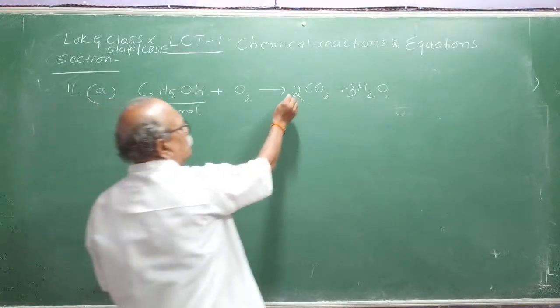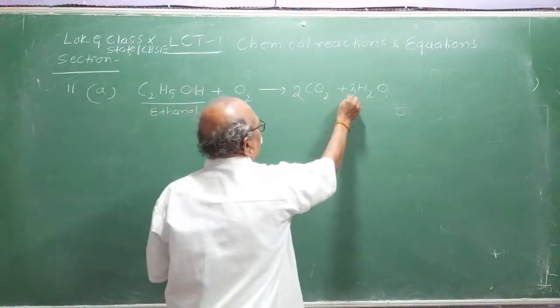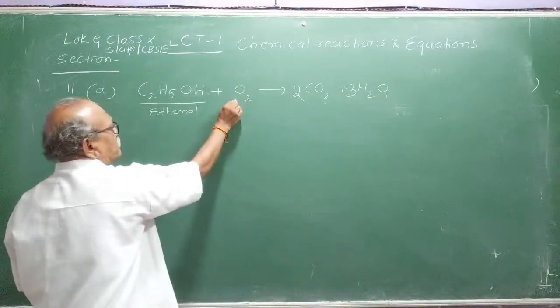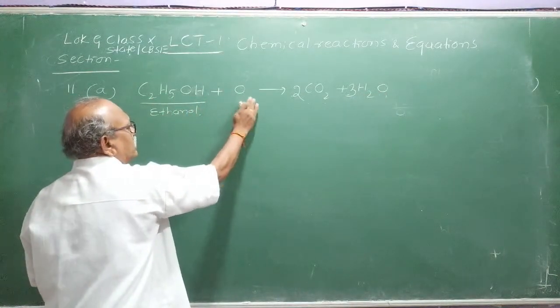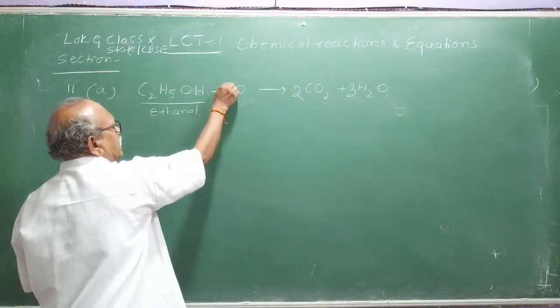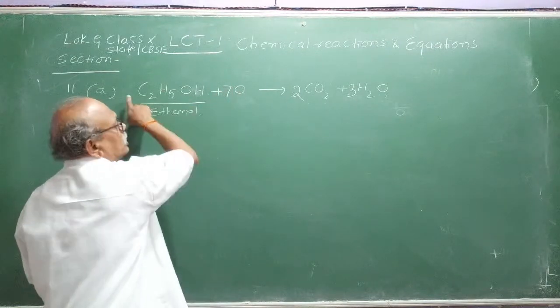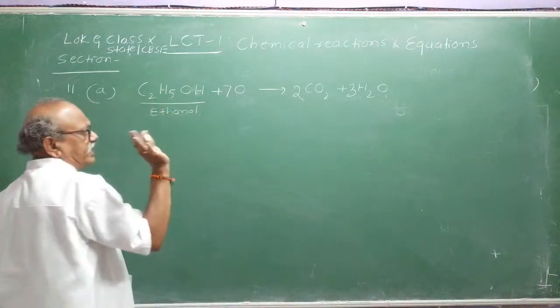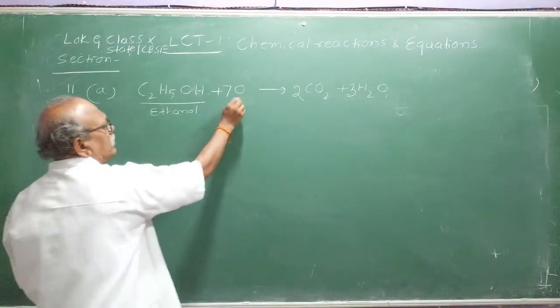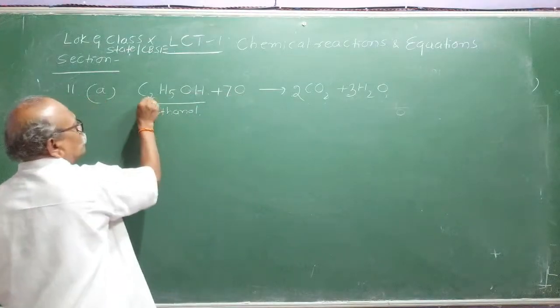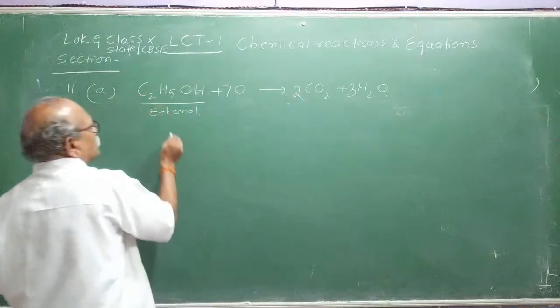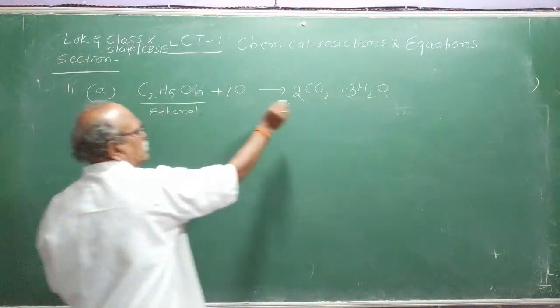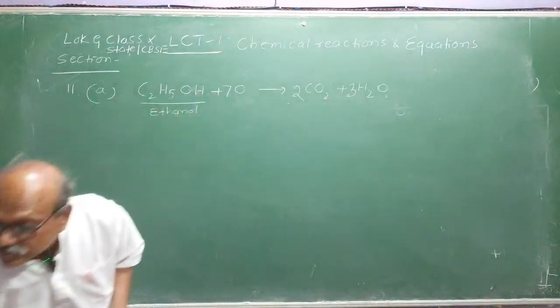How many oxygen atoms? 2 times 2 is 4, 4 plus 3, 7. Right? So I will temporarily remove this 2 and write it as 7. If I double this, I have to double the whole equation by 2. That is a trick in the hit and trial method. So 7 O. Now 2 carbon atoms are balanced. Hydrogen atoms are 6, 3 times 2 is 6, balanced.